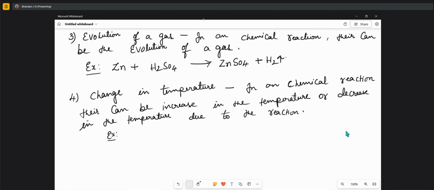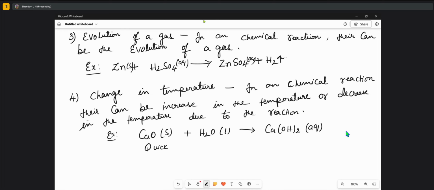So for example, if you consider CaO, calcium oxide, we call it quicklime, plus the water, you will get calcium hydroxide, which is aqueous, plus heat is produced.